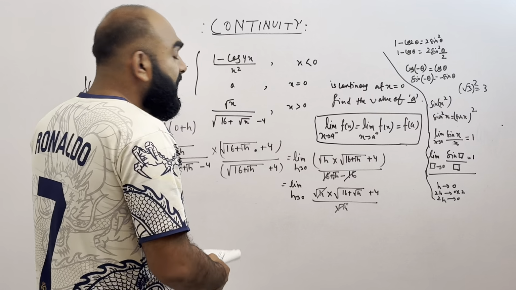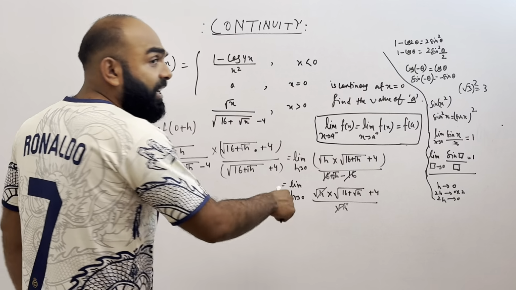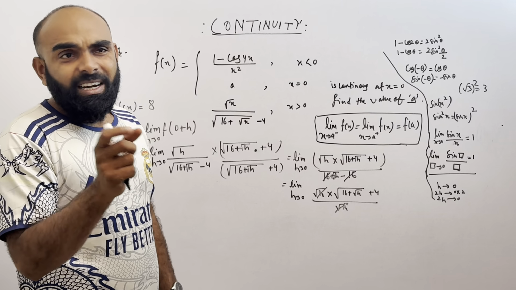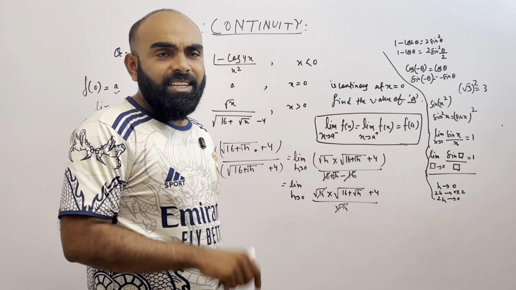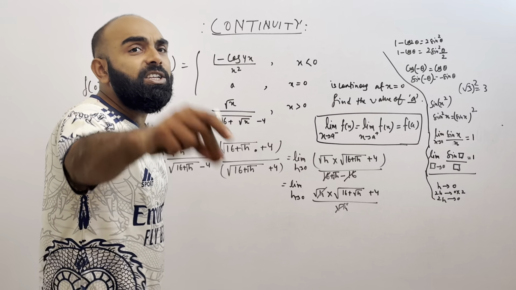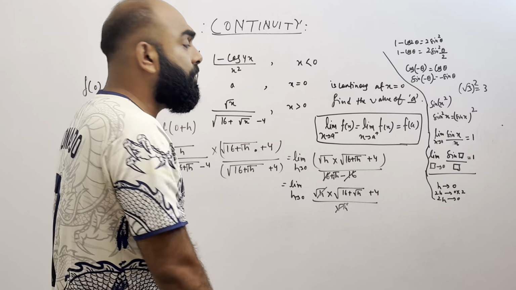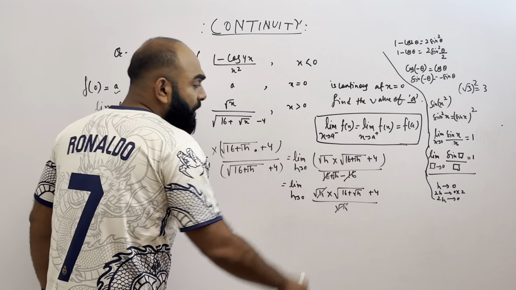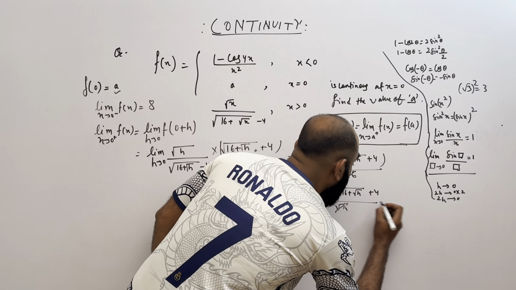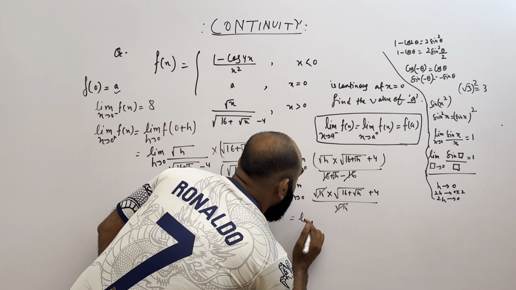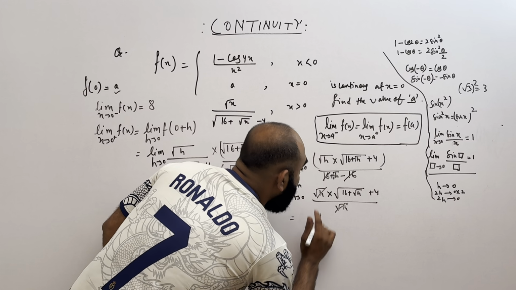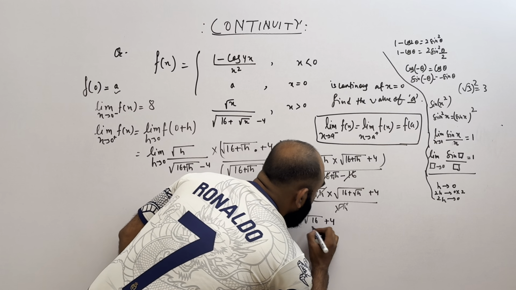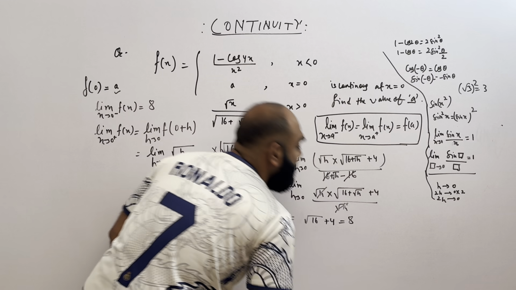Sir, if you cancel out, is there any term of h in the denominator? Sir, there is not a single term of h in the denominator, nor a multiplication term like h into something. If there is not a single term, sir, directly keep the value of h as 0. So what will I get, sir? Limit h tending to 0, if I keep h equal to 0: root under 16, this root h 0, plus 4. Root 16 is 4. 4 plus 4 is 8.